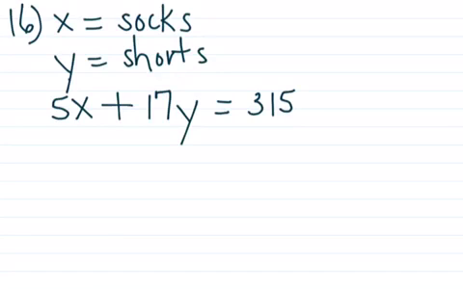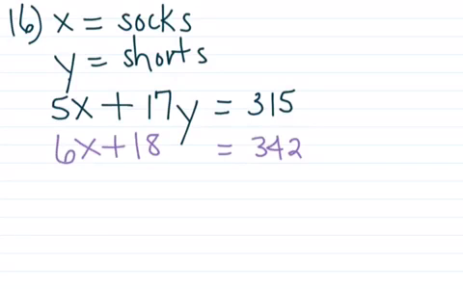The second equation says this year they spent $342 to buy the same number of pairs of socks and shorts. So there's still X and Y. This time, the socks are $6 a pair, but we're buying the same number of pairs, which is what X was. And the shorts are $18, and we're keeping the same number. Now you have a system of two equations with two unknowns.